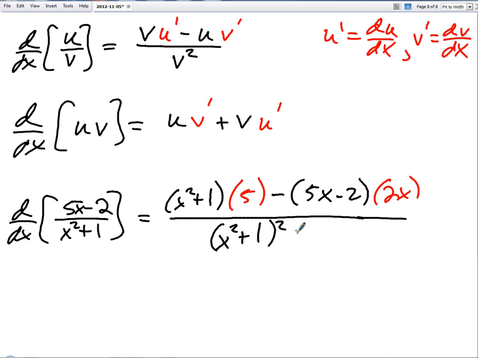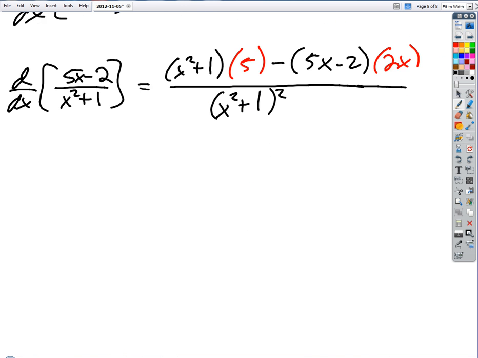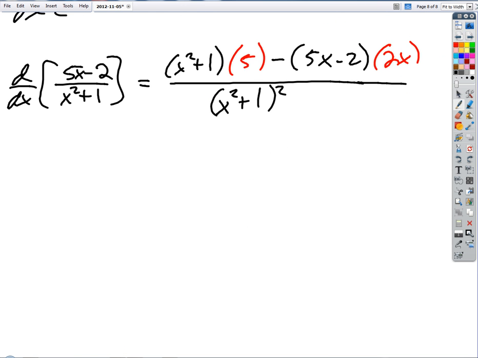Good. Okay, so there's the calculus, and as happens so often, you'll see this pattern repeated again and again. The calculus is pretty easy. Now it's just a matter of doing a bunch of algebra to make that look okay. So what does our algebra look like? Okay, good. Distribute 5, so I'm getting 5x squared plus 5.